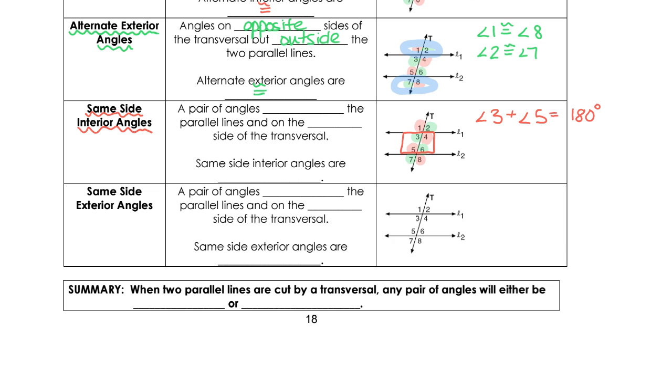Okay. Angle 4 is also an interior angle. And if I'm looking for his same side of the transversal, that would be angle 6. And again, take a look. One's red, one's green. So they're not the same measure. Therefore, they're going to add up to equal 180 degrees.